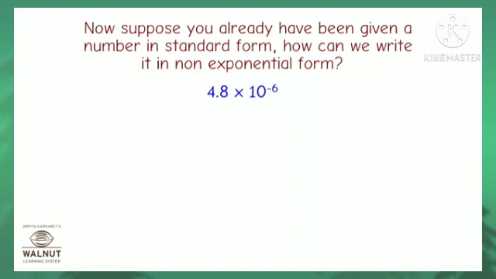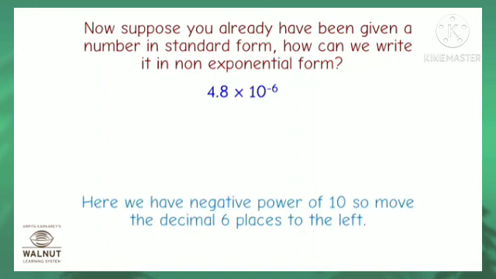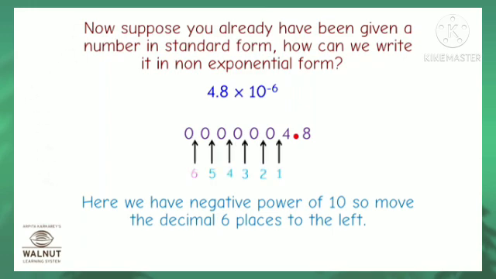4.8 into 10 raised to minus 6. Here we have a negative power of 10, so move the decimal 6 places to the left. So 4.8 into 10 raised to minus 6 is equal to 0.00000048.